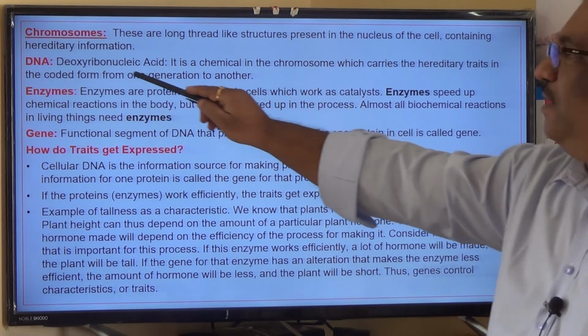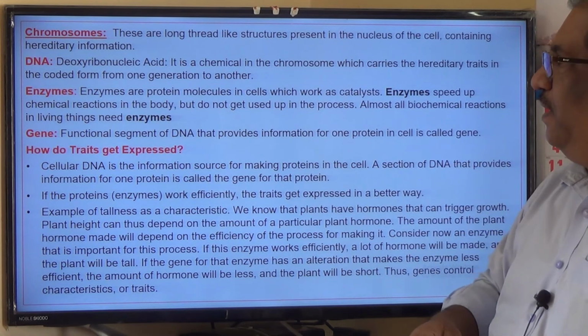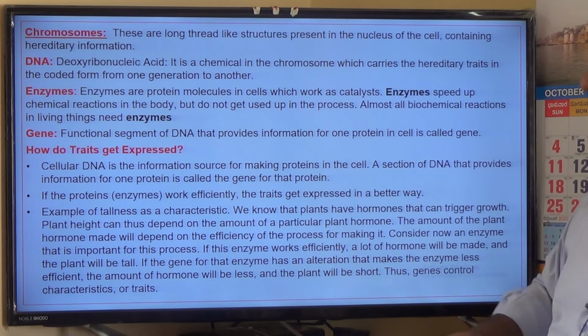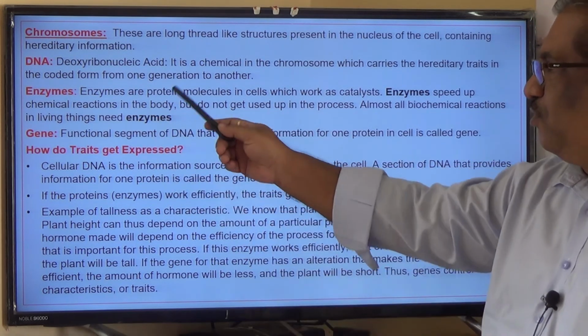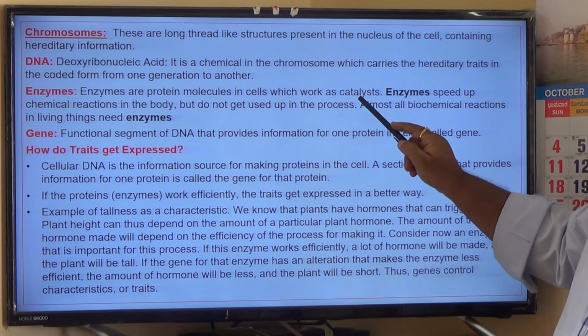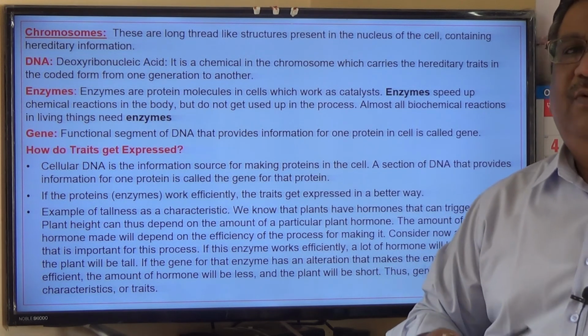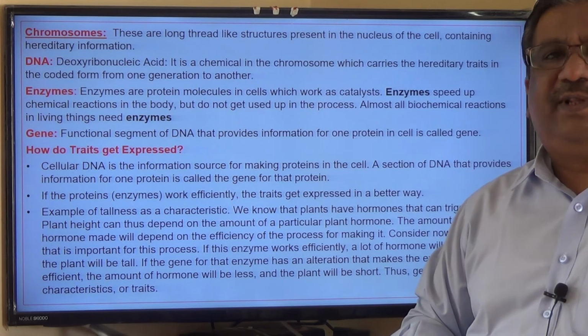So, DNA carries the information of inheritance. This DNA carries information of inheritance in coded form from one generation to another generation. What are enzymes? Enzymes are basically proteins, you should remember. These are protein molecules in the cells which work as catalysts. What is a catalyst basically? A catalyst is the one which accelerates any chemical reaction without actually taking part in the chemical reaction.